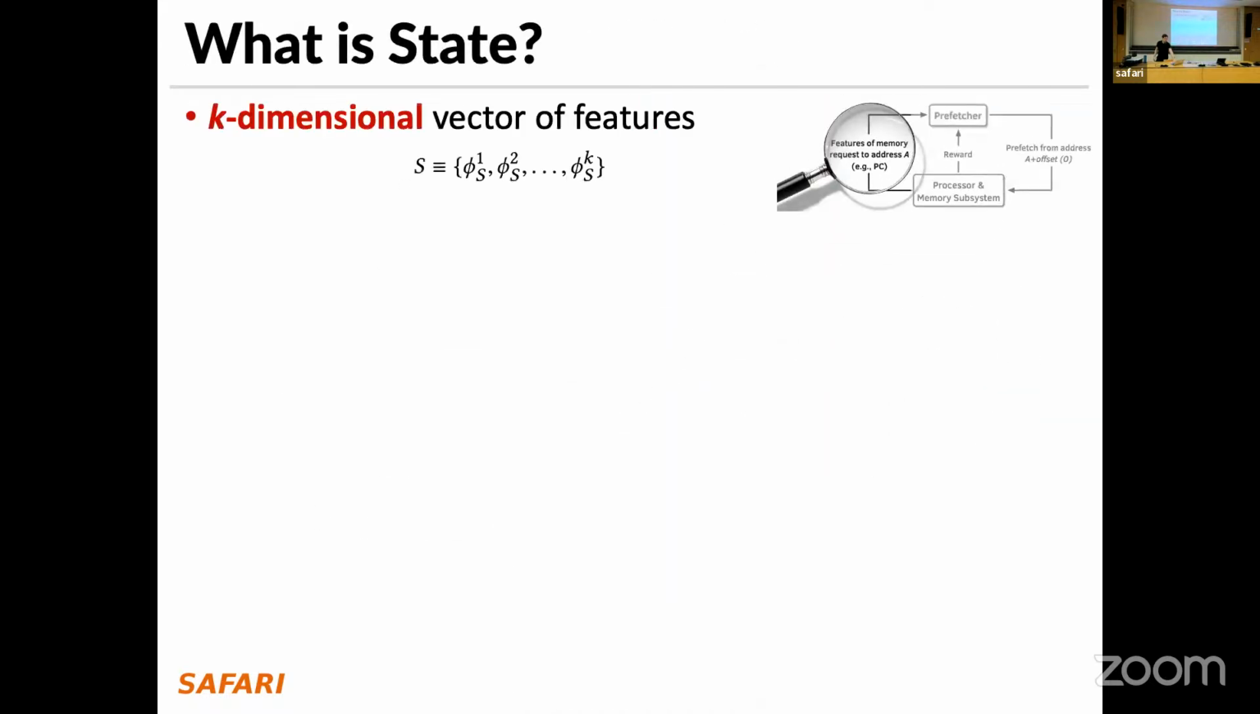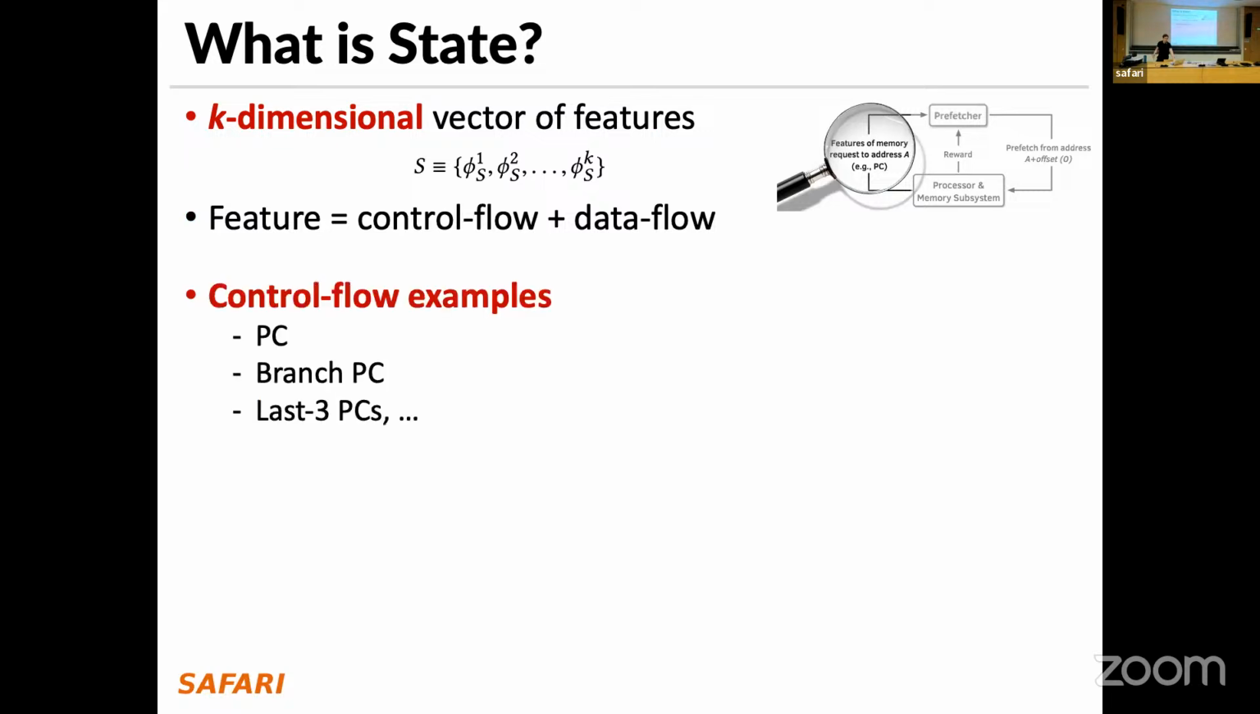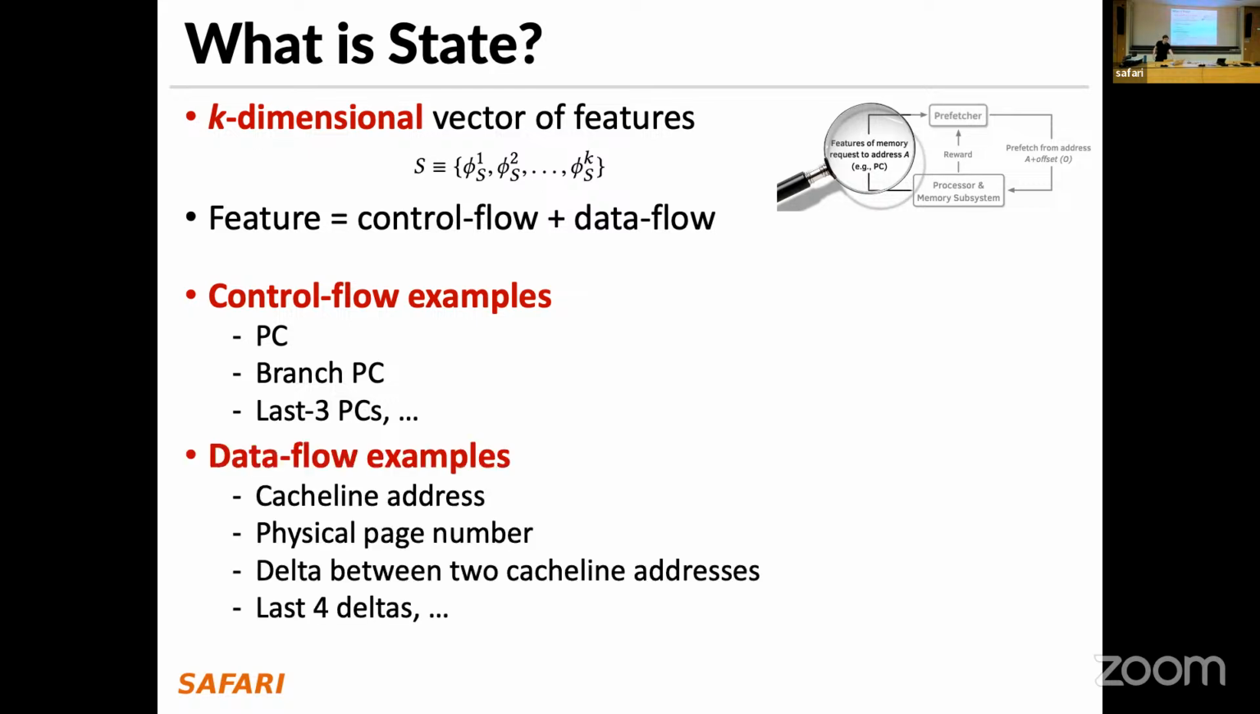Now let's take a closer look at what a state is in Pythia. It's a k-dimensional vector of features. Each feature consists of control flow and data flow. Control flow examples could be the program counter, the last 3 program counters, or a branch program counter. So if you branch, where do you jump, basically? And the data flow examples could be a cache line address, so a very specific line of cache, what address is in there. And then you also have the physical page number, the delta between two cache line addresses, and the last four deltas. But there are many more.